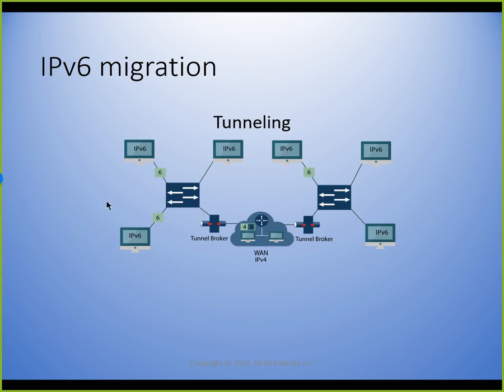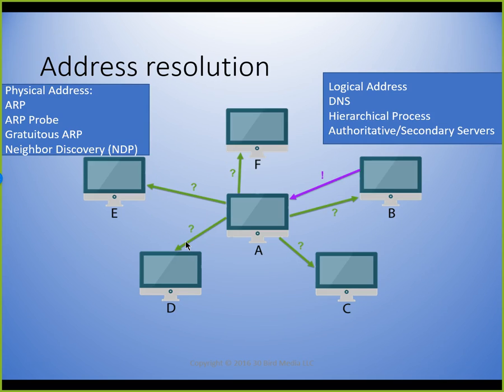Another way is tunneling, where we have IPv6 here and IPv6 here. We send it through an IPv4 wide area network. What you actually do is put an IPv4 address header on it, encapsulate the IPv6 packet in it, send it across, and then it will strip it off and send it back to the back side of the IPv6 network.